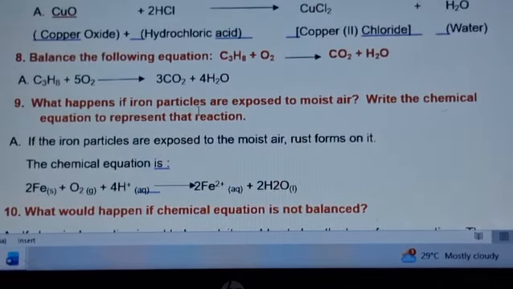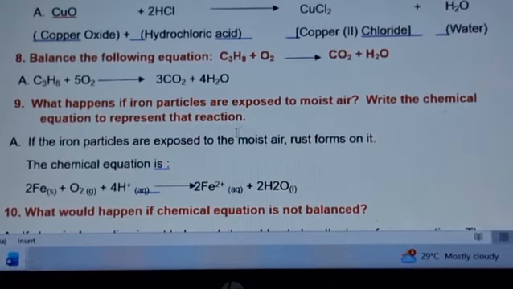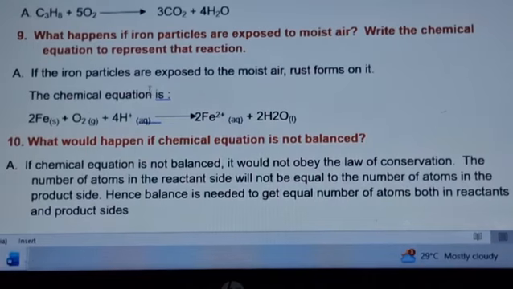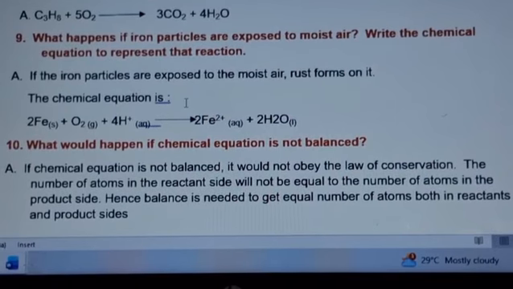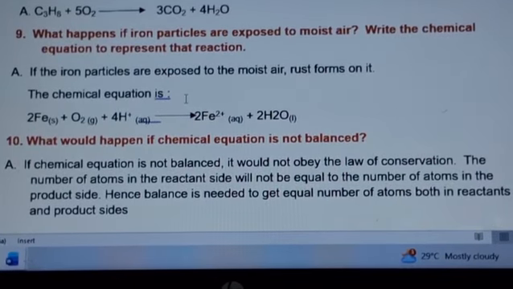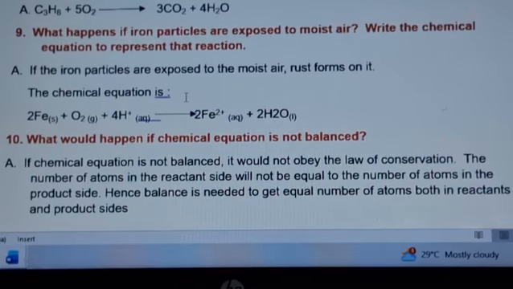Ninth, what happens if iron particles are exposed to moisture? Write the chemical equation to represent that reaction. If iron particles are exposed to moisture, rust will be formed. You might have seen, children, if you keep your cycle out in rainy season, the cycle gets rusted in the parts where it is not painted. Even the doors, windows, gates, they all get rusted when the painting is not possible. So that is what rusting formation takes place, because they all are made up of iron.